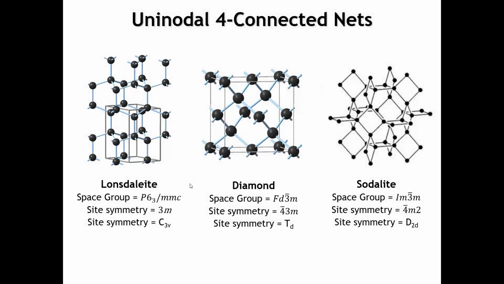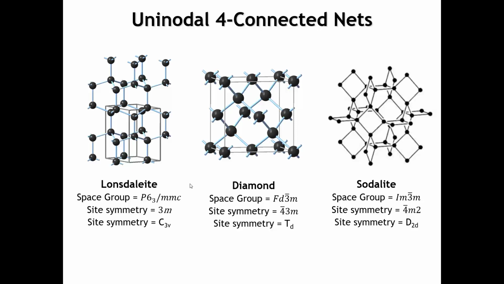Okay, to do so, let's go back to our lecture on nets. Remember when we talked about uninodal four-connected nets? We talked about the diamond network, which is the most symmetric four-connected net. So in diamond, all of the vertices have perfect tetrahedral symmetry. We also talked about sodalite, which is also a four-connected net based on tetrahedral vertices, but the symmetry is actually hexagonal, so it's not quite the same high symmetry as diamond.